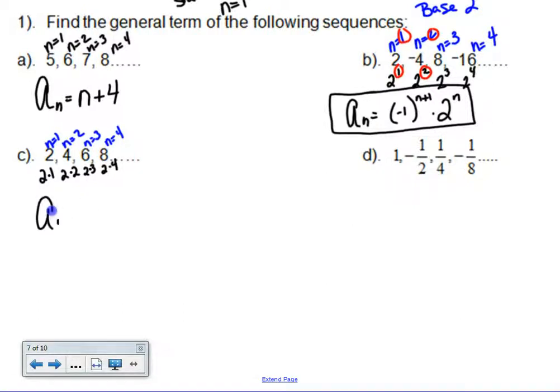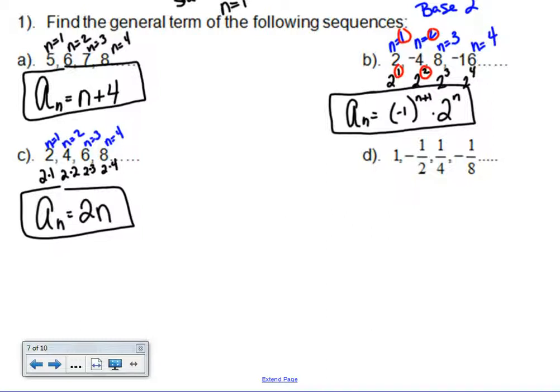So what if we think of this general term as being 2 times whatever the n is for that particular part of the sequence. So 2 times 1 is 2, check. 2 times 2 is 4, check. 2 times 3 is 6, 2 times 4 is 8. Like I said, some of you will catch on to this very quickly, and you won't take long at all to come up with a general term, and some of you might have to think really, really hard. So just be prepared. Okay, letter D.